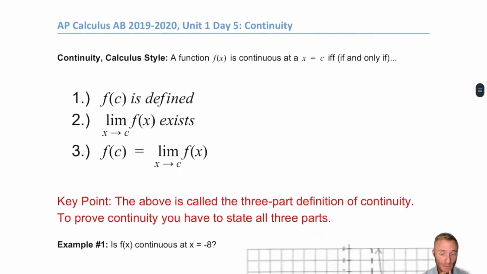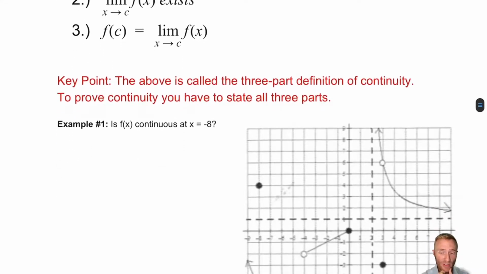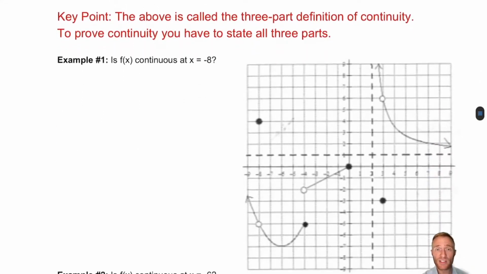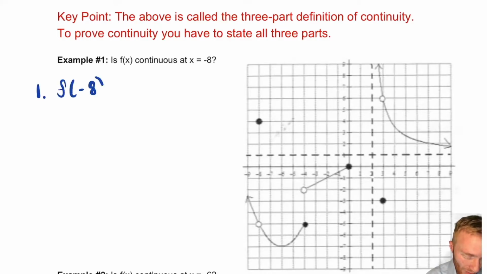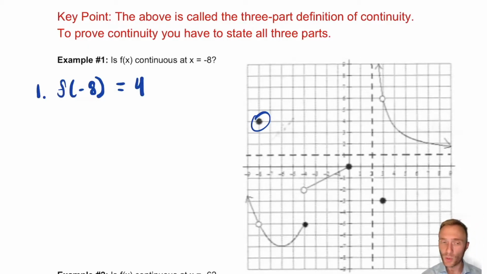So we'll do a couple examples here. If I have this graph and I was asked, is f of x continuous at x equals -8? This is more than pre-cal. In pre-cal, you would see that and say, oh, point discontinuity. No. What I'm looking for here is proof. I would look back at my three steps and say, okay, first thing, what is f of -8? I don't need to talk about how I know this. I see that dot there, and that dot has a y coordinate of 4. So f of -8 is 4.